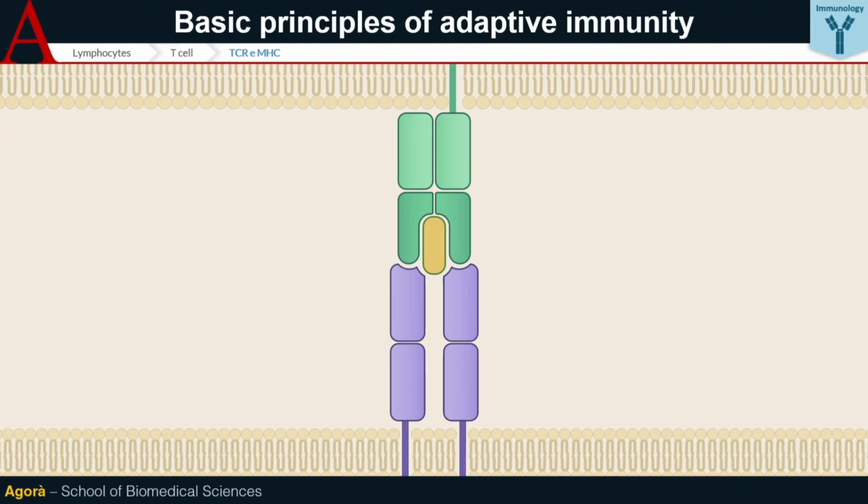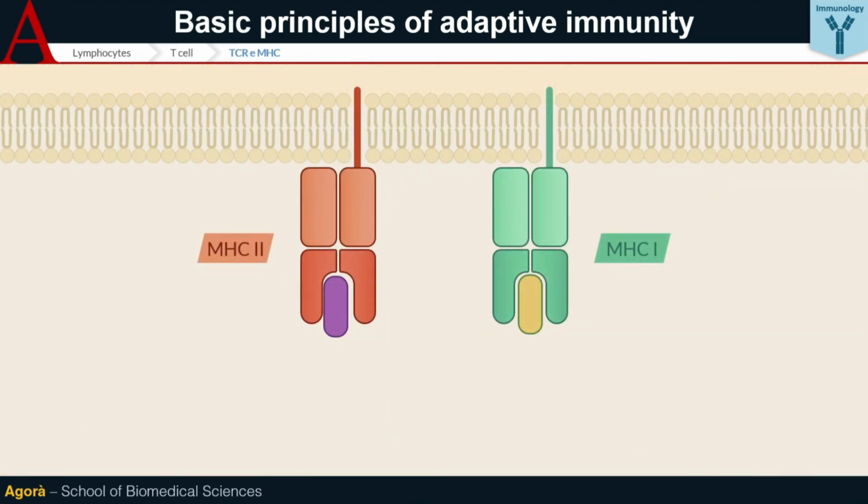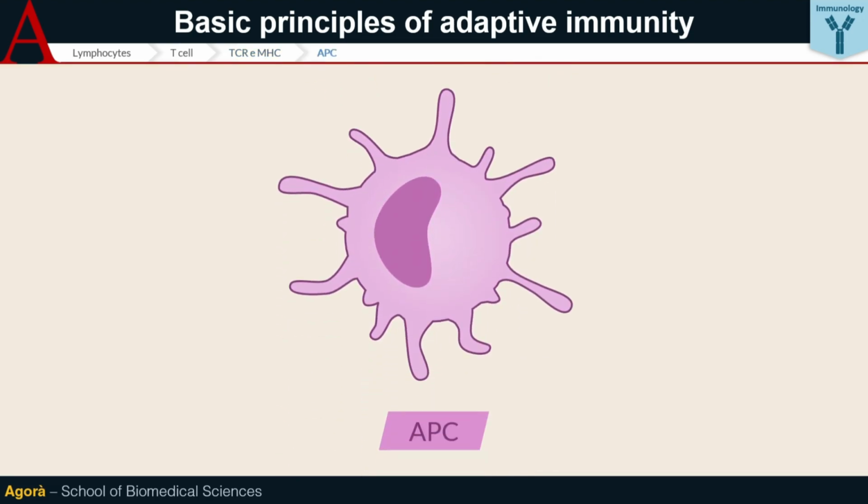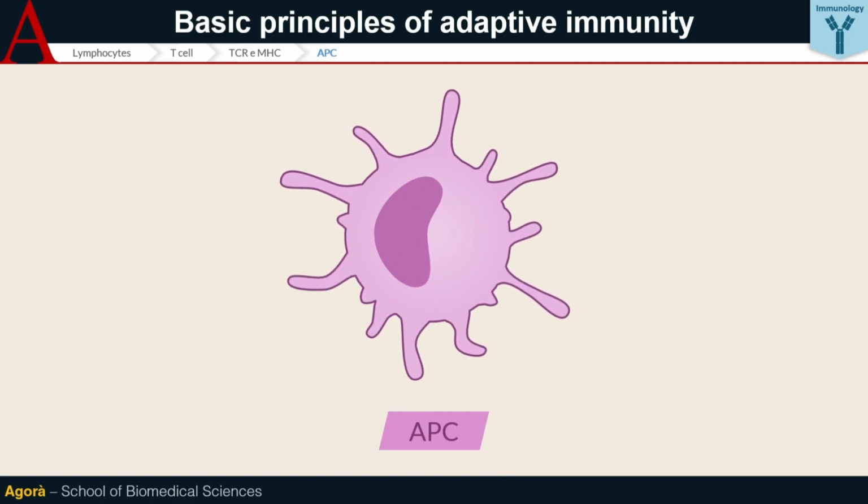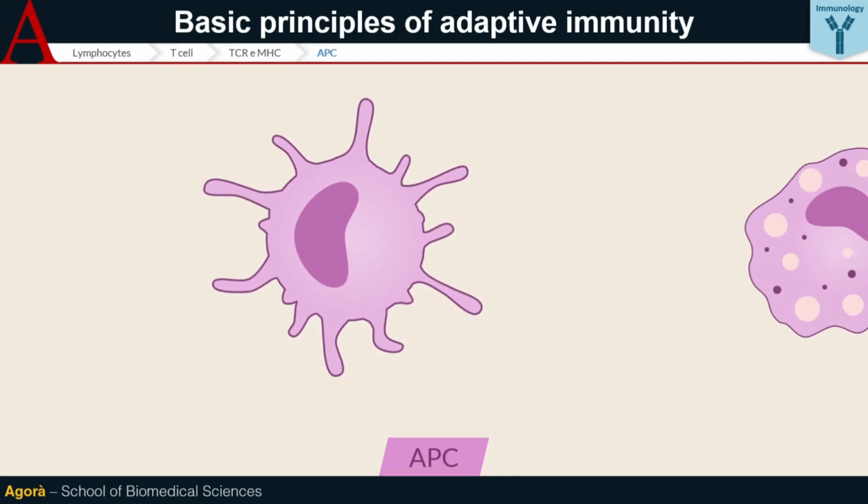To perform this function, the TCR needs the antigen to become attached to some protein macromolecules called major histocompatibility complexes, MHC. There are various MHCs, although the most important are the MHC class 1 and class 2, which have different functions and activate different subtypes of T lymphocytes. MHC and antigenic peptide complexes are typically expressed by antigen-presenting cells, APCs.